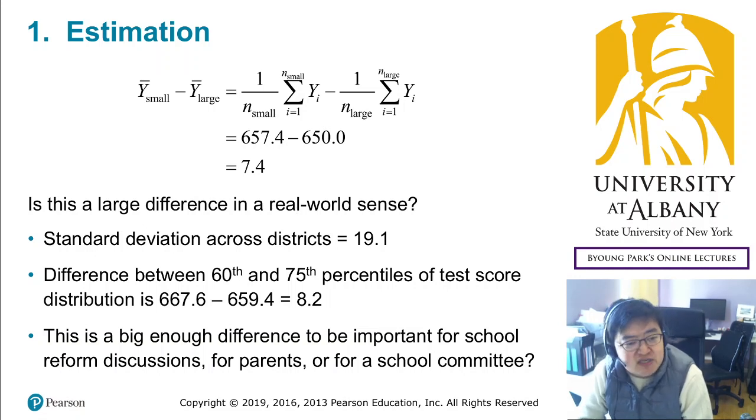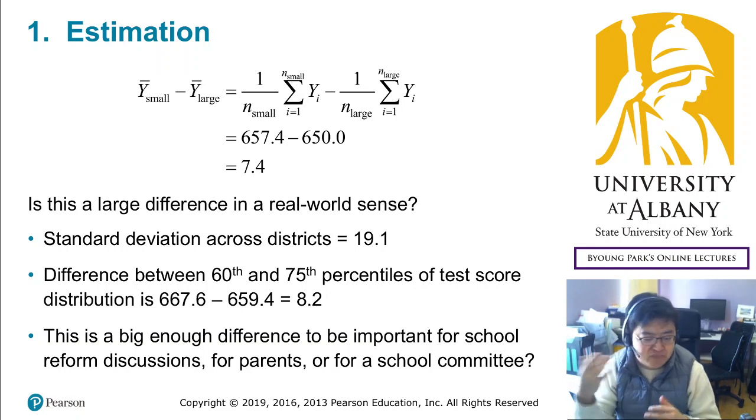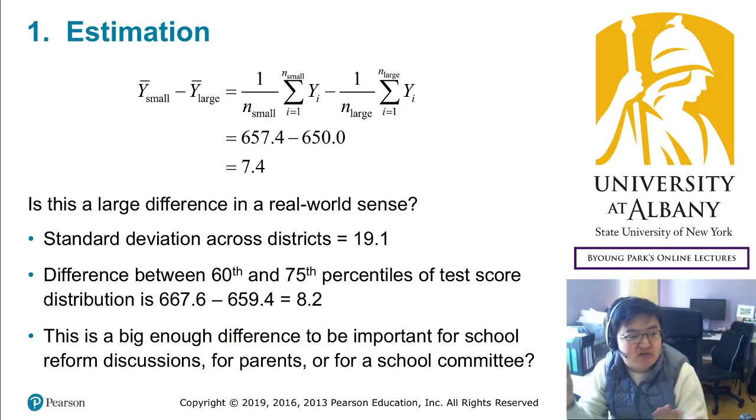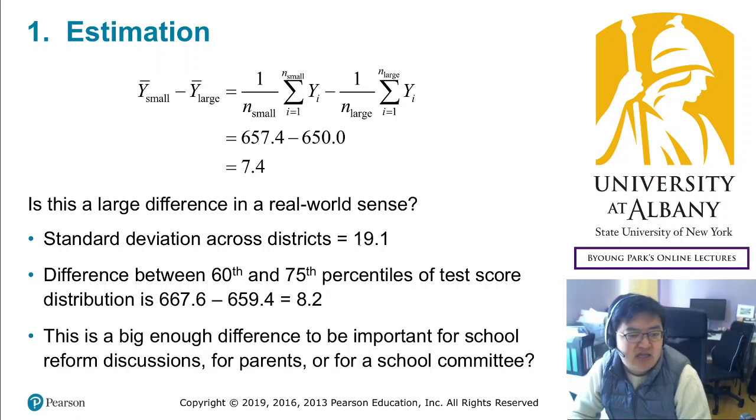But the problem is, 7.4, how large is it? You have to interpret that. From there, it's not about statistics, but more about economics and your subjective decision. You may compare this 7.4 to the standard deviation across districts. The whole standard deviation was 19.1. It's much smaller than the standard deviation.